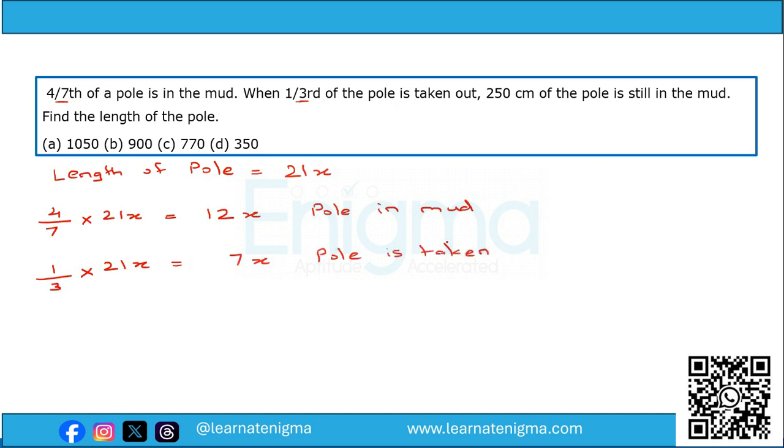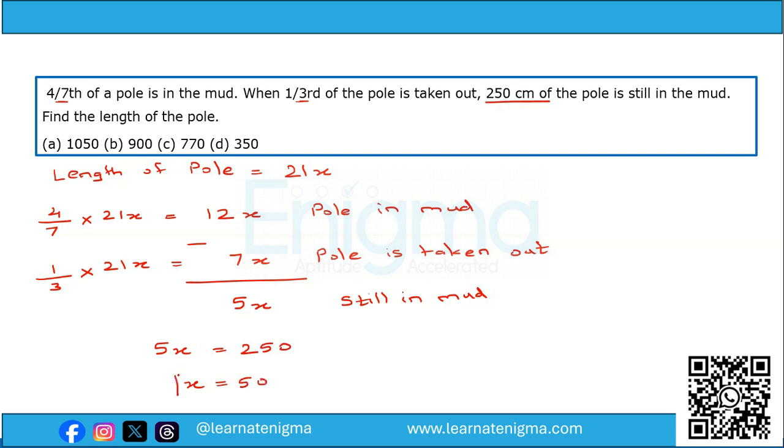So total 12x pole was in mud. 7x has been taken out. So that means we still have 5x centimeters pole still in the mud. Now this length is given to us as 250 centimeters. So we can equate it. 5x is equal to 250. Therefore, x is equal to 50 centimeters.